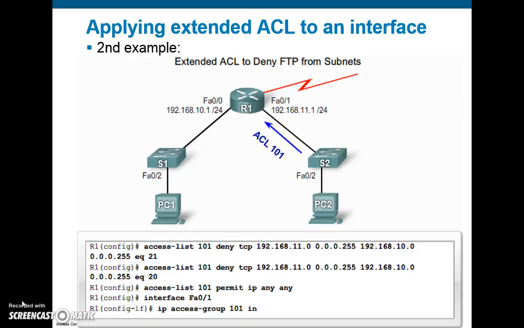Okay, now let's look at another example of extended ACL. Here we created the ACL 101, with three statements. The first statement of ACL 101 is to deny packets. What kind of packet? TCP packets. From where? The source IP is from the network 192.168.11. So from this network.